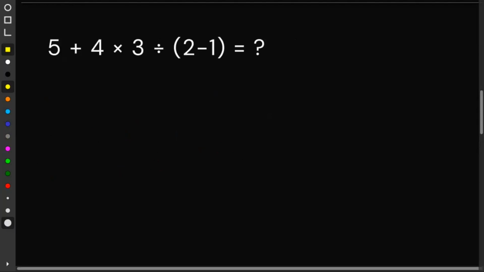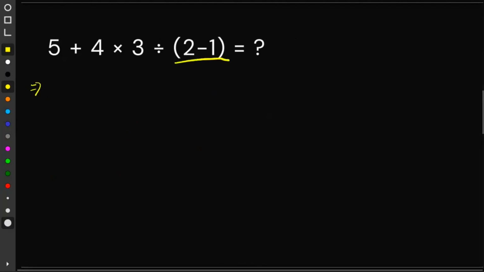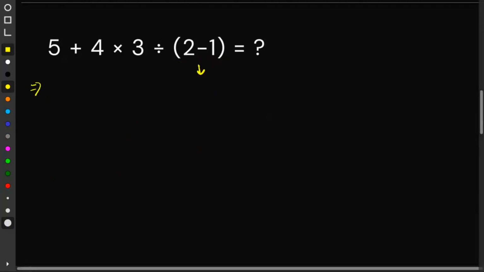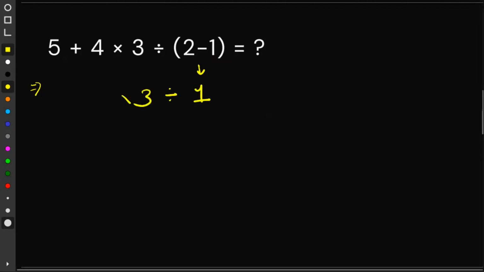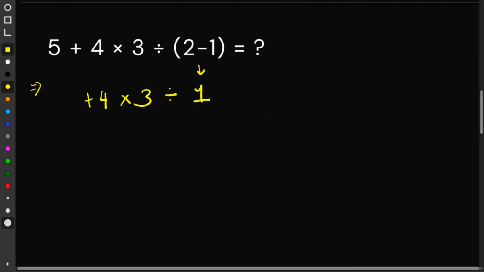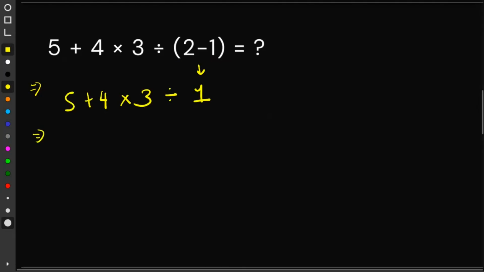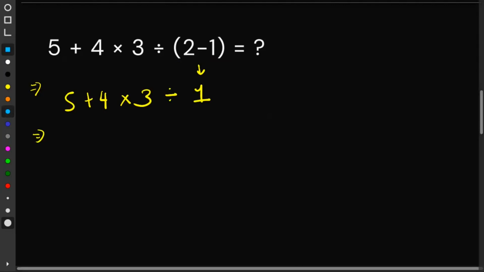Let's go on to this one. Now first, again, we start with the parenthesis operation. So that would give us 1, bringing down the other operations. We'll have this one. Now for the next one, we proceed with the exponent part, but there is no exponent out here. So we go on to the multiplication and division operation.